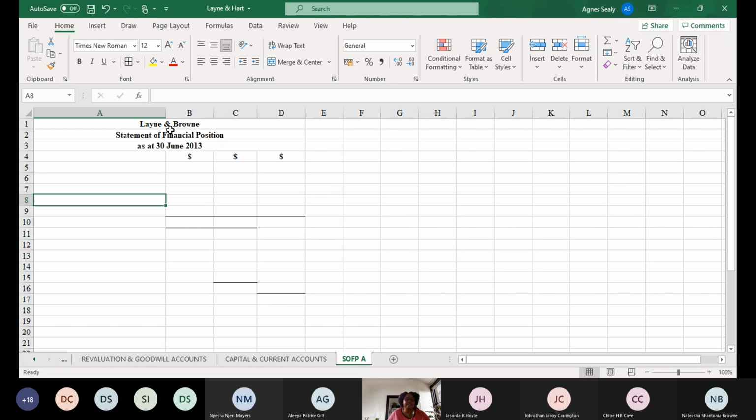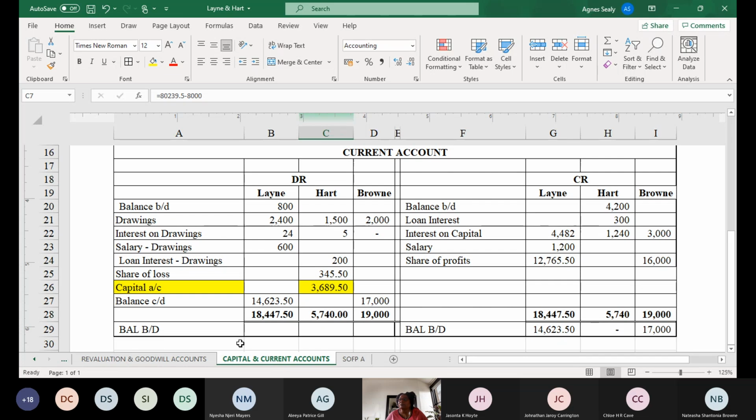You don't put Hart's name here because Hart is no longer part of the partnership. You're doing it at the end of the financial year, and Hart is not there. Hart was only there up to October, right? So now you have to do the statement of financial position for Layne and Brown only. You can do that when you come Monday. And also there's a practice question called Dan and Man. I want you to work on that question as well.